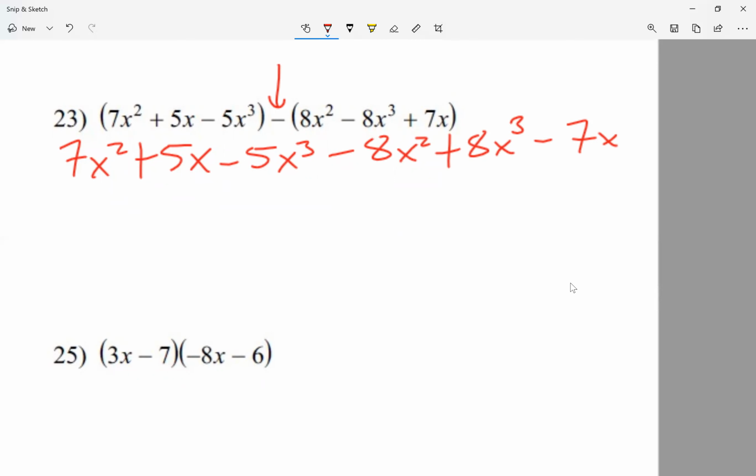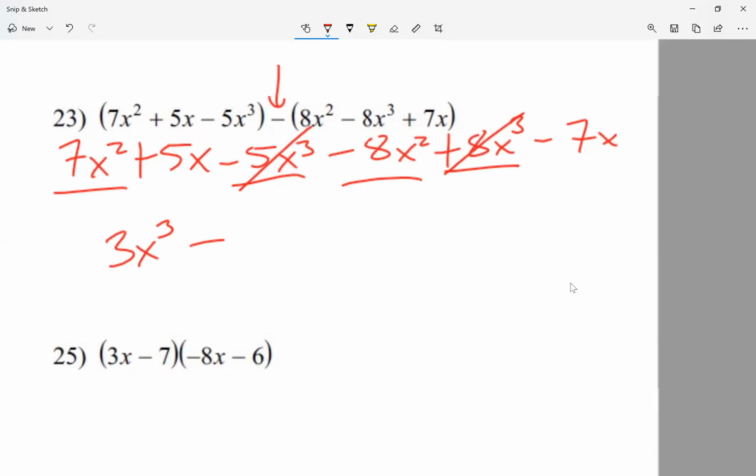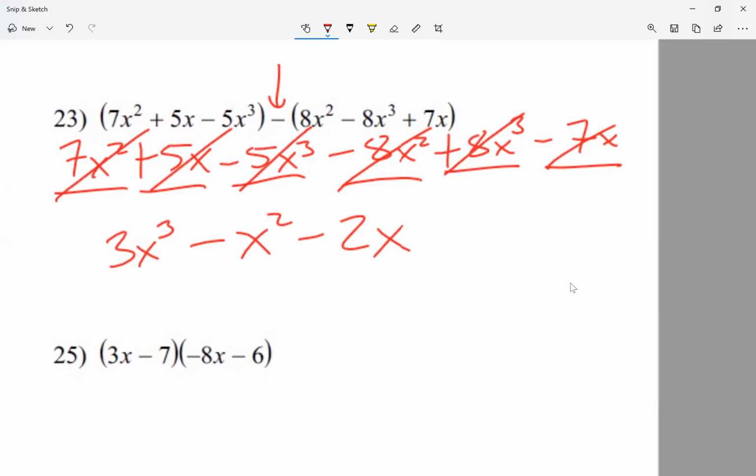Okay, let's combine like terms. The highest exponent that I see is x to the 3rd. -5 plus 8 is 3. So 3x to the 3rd. Then do I have anything x to the 2nd? Yep. 7 minus 8. I know 7 minus 8 is a -1. I do write the negative sign, but not the 1. So I'm just going to write -x to the 2nd. And then I see 5x minus 7x. That gives me -2x. Cross them out. I used everything, so that's it.